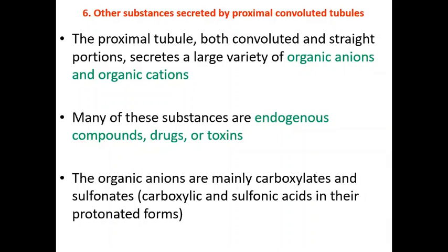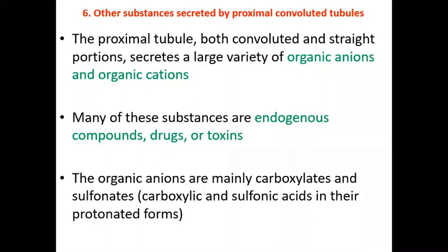The proximal tubule, both the convoluted and the straight portion, secretes a large variety of organic anions and organic cations. So many of these substances are endogenous compounds that are produced within the body, and others are exogenous compounds that are coming from outside. So compounds like drugs or toxins, okay? So others are being produced by the body, others can be as a result of what is being introduced to the body from the outside environment. So you have other drugs or toxins that come from outside.